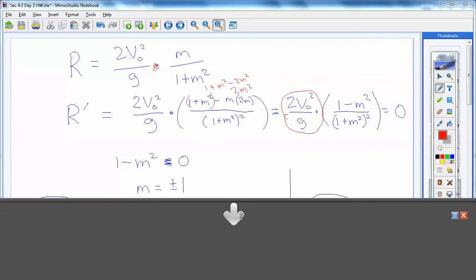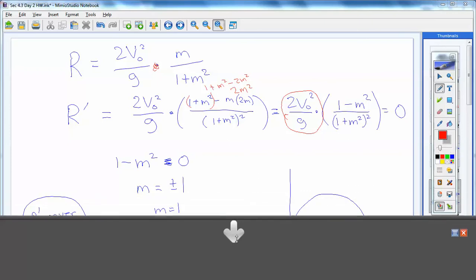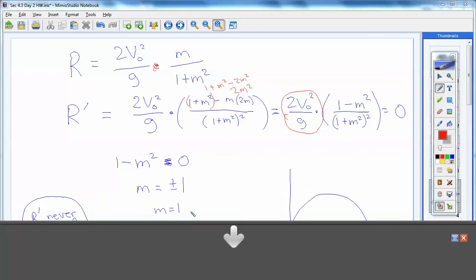And let's think about that. M was what again? The slope that we throw it at. So 1, we talked about that. That'd be 45 degrees. What about negative 1? We'd have to dig into it. Yeah, okay, so probably not going to throw it like that. So we can probably ignore the negative 1. So we've just found slope 1. That'd be like 45 degrees.